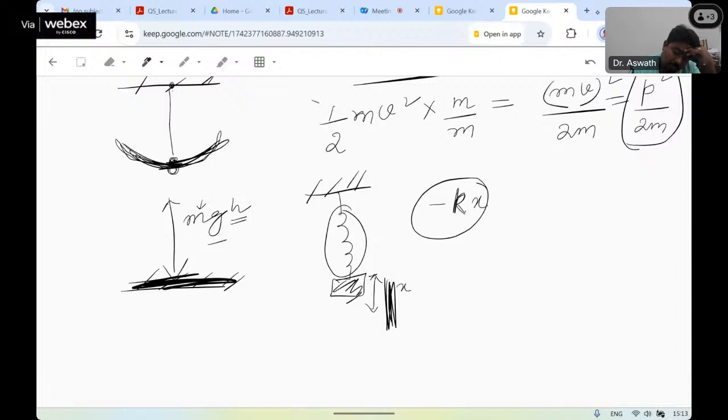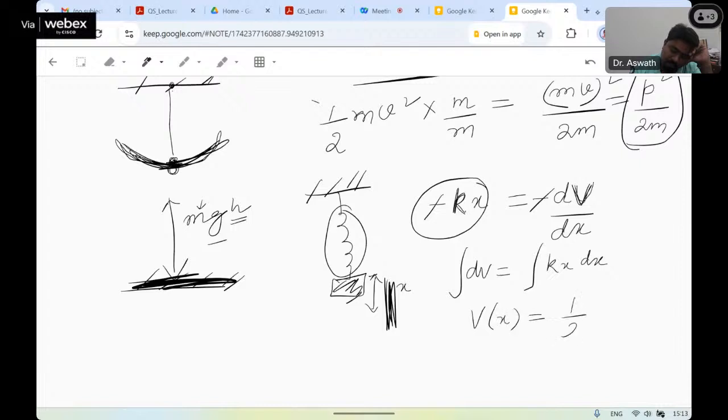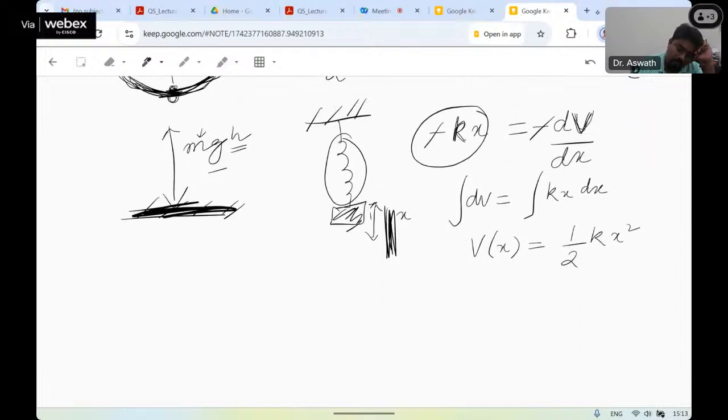The restoring force is actually equal to the way potential energy changes with respect to space, or the variable along which it is changing, in a negative way. So the negative cancels: dV is equal to kx into dx. If I integrate, I get the potential energy of this particular spring mass system, which is equal to half kx square.